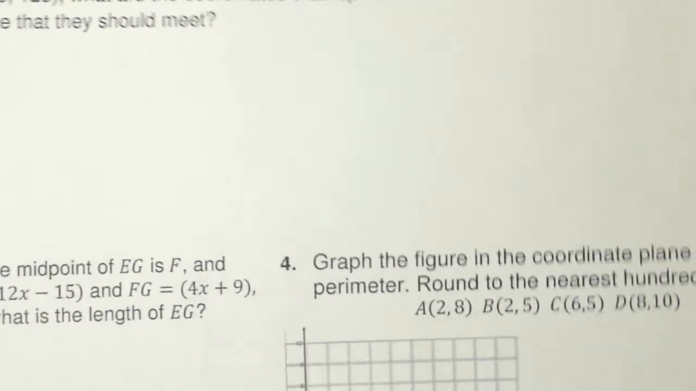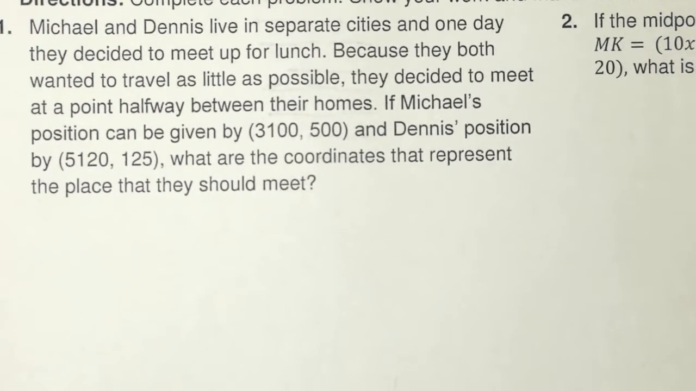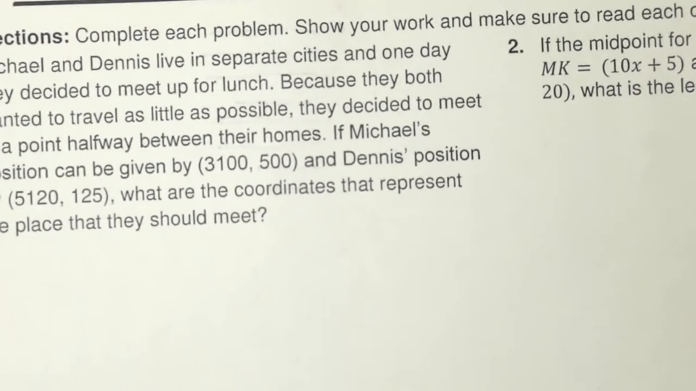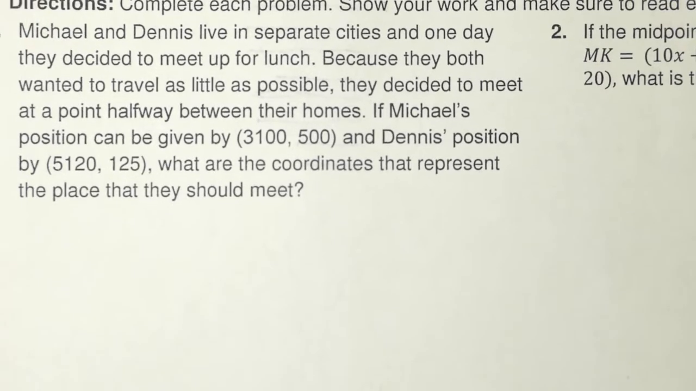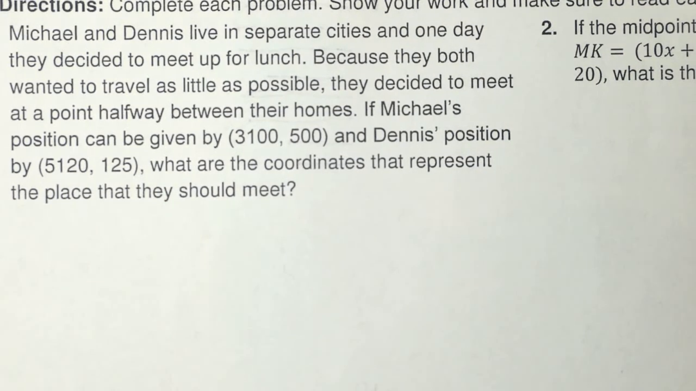Alright. The first one, I'm going back, I'm going to do that one with you. This is not a hard problem, but I think a lot of y'all are trying to avoid a problem like this just because it's a word problem. But if you read it, you should understand it's pretty simple to do. It says, Michael and Dennis live in separate cities, and one day they decide to meet up for lunch because they both wanted to travel as little as possible. They decide to meet at the halfway point between their homes. If Michael's position can be given as 3,100, 500, and Dennis's position by 5,120, 125, what are the coordinates that represent the place that they should meet?